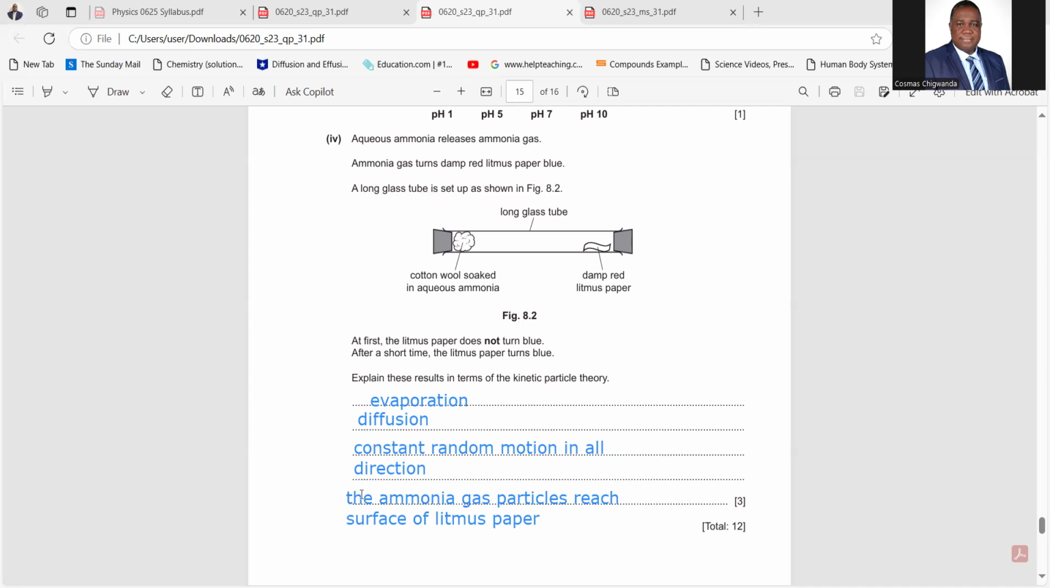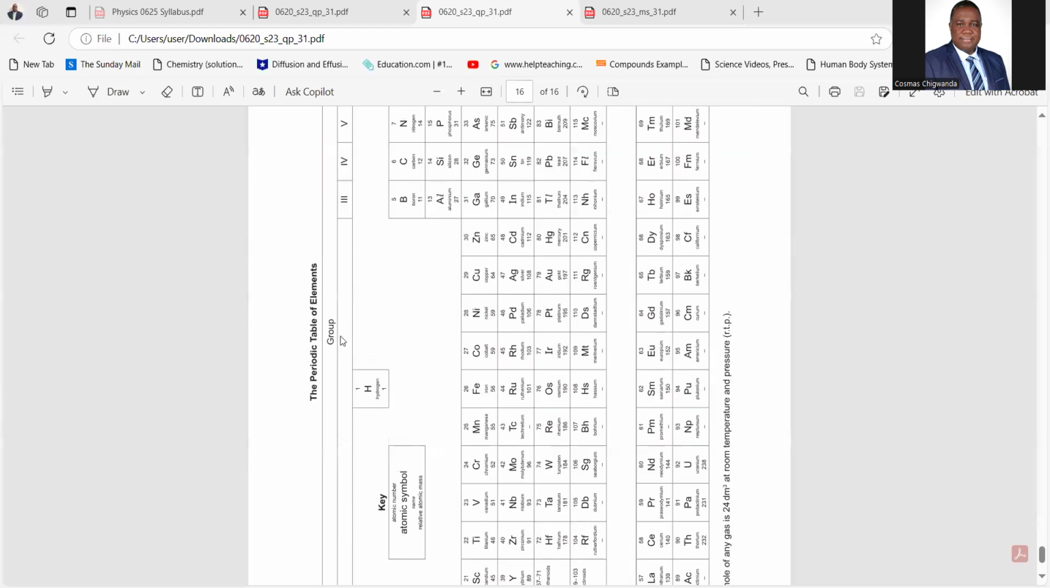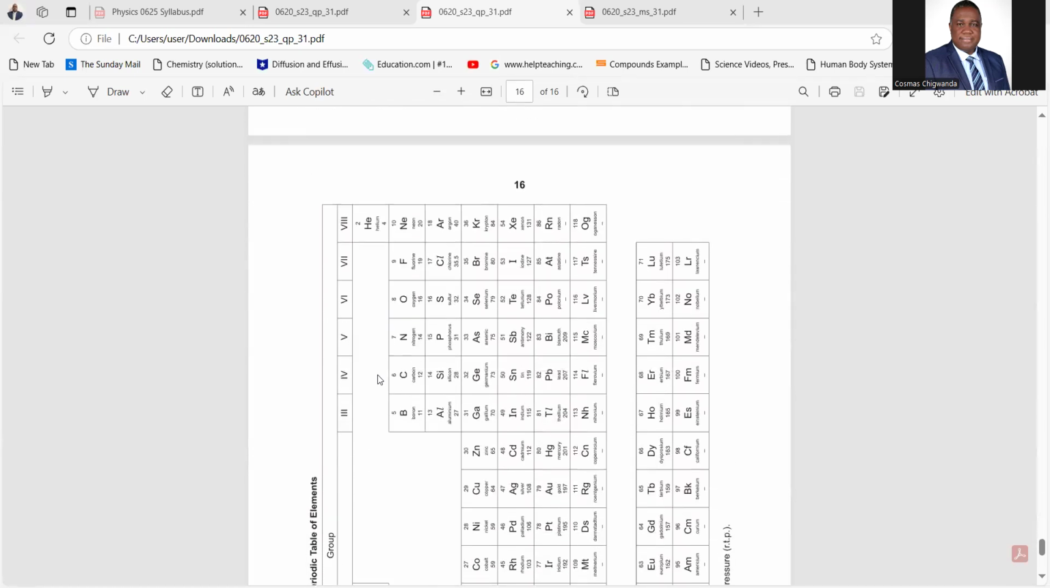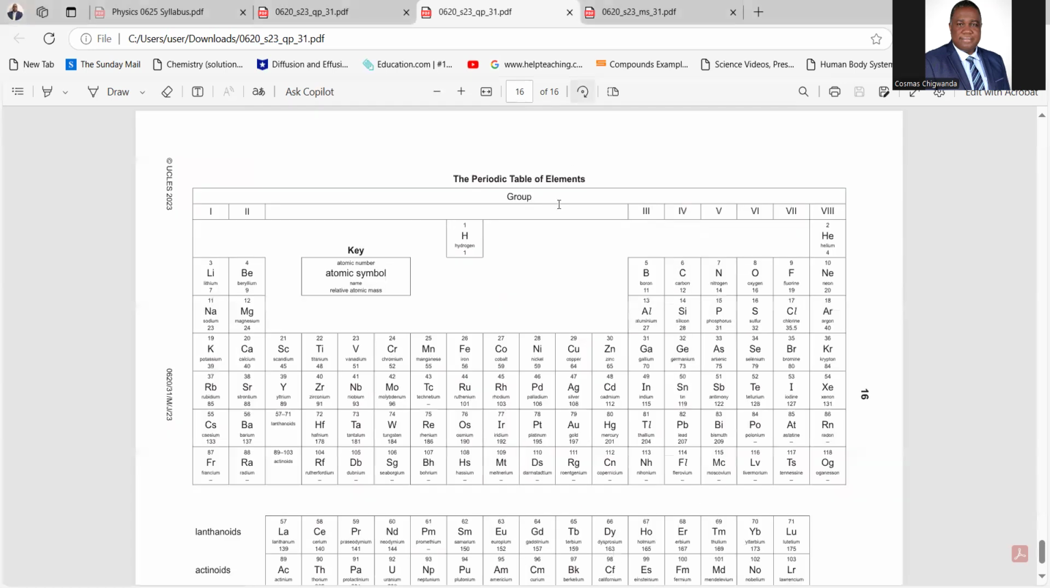So this was the end of the paper, and you should also ensure that there is always a periodic table that you're supposed to be using at the end of the paper. So you see there's a periodic table here, and you should always make sure that you refer to this periodic table. This periodic table is meant for you to use, okay? It has groups, it has periods, and that can actually help you to answer questions easily.